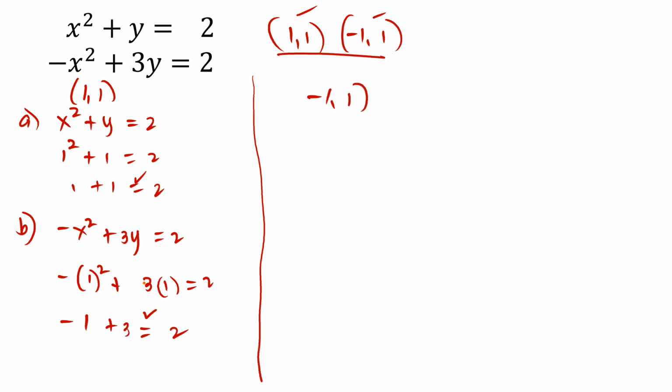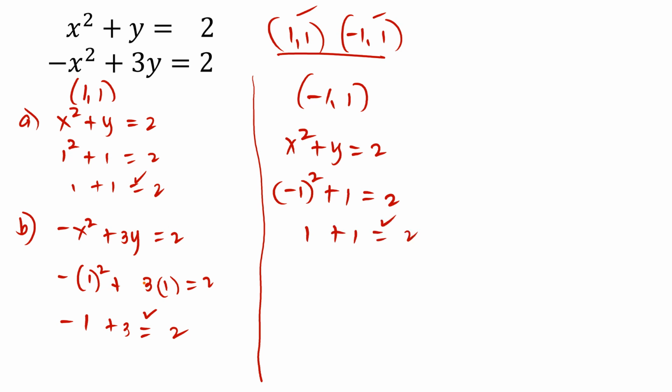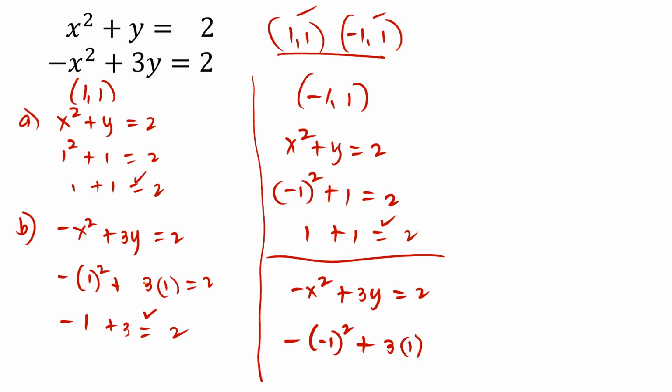So let us try the negative 1, 1, and then x squared plus y is equal to 2, and then negative 1 squared plus 1 is equal to 2, and that will be positive 1, and thus 1 plus 1 is equal to 2. Using the negative 1, 1 in the second equation, negative x squared plus 3y is equal to 2. So negative, and that will be negative 1 squared, which gives us a positive 1, plus 3 is equal to 2. So negative 1 plus 3 is equal to 2. So it is proven already that 1, 1 and negative 1, 1 are the solutions to our system.